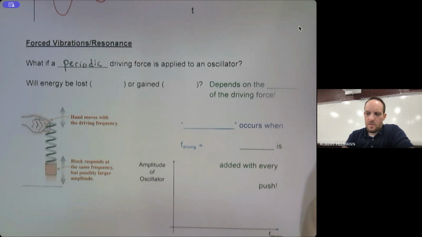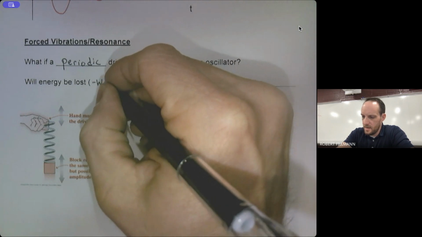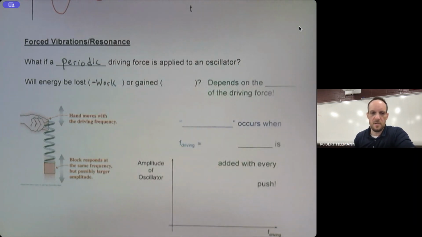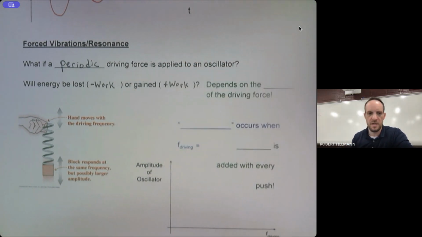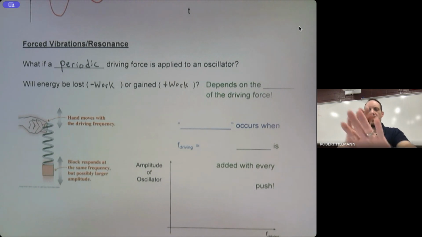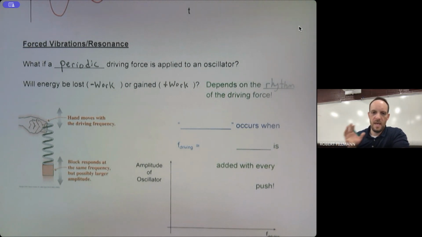And so if you exert a periodic force, will you lose energy, which would be negative work, taking energy away where the force is against the motion, or will you gain energy, which is positive work? Again, if you consider pushing a kid on a swing set, if you push with their motion, that does positive work. But if they're coming toward you as you push, that's going to be negative work, and you're going to slow them down. Okay? So what really matters, whether you add or subtract energy from the system, is the rhythm of the driving force. Can we get in rhythm with the way that the thing wants to oscillate? In other words, with its natural frequency.